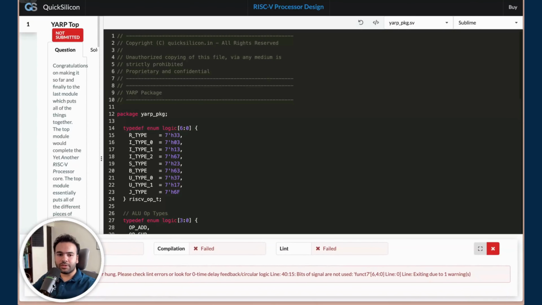Yeah, so you can see that the error it shows is watchdog timeout, simulator hung. Please check lint errors or look for zero time delay feedback and circular logic. Although this is being done using Verilator, which sometimes gives you some indication as to where the error could be, sometimes it does not. And in this case, it is not giving anything for us to debug. It is just saying that there is an error and we should take a look at it.